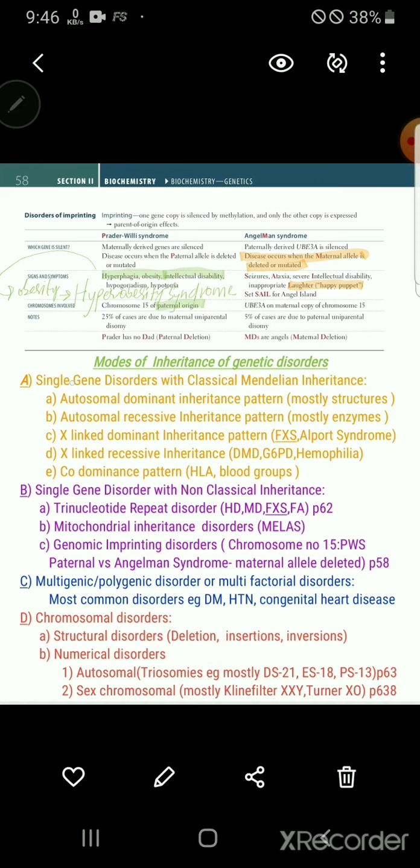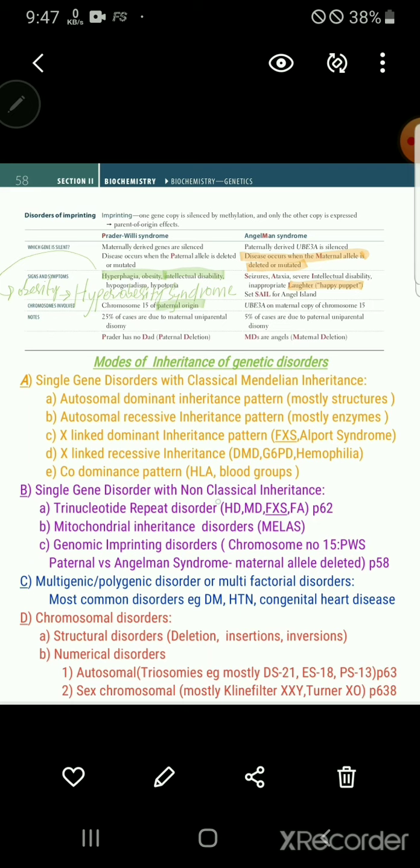The first type is single gene disorder with classical Mendelian inheritance. We know them. Gregor Mendel did experiments, and those experiments yielded a few scientific patterns of inheritance. They were autosomal dominant, autosomal recessive, X-linked dominant, X-linked recessive, and the final one was of codominance pattern. So here we will see all these patterns in humans.